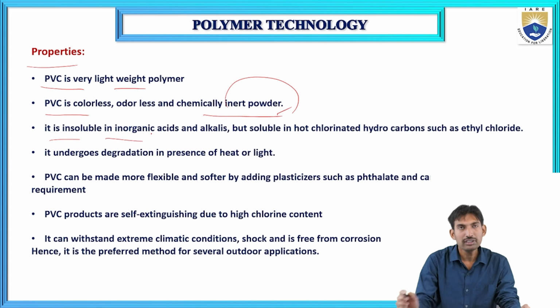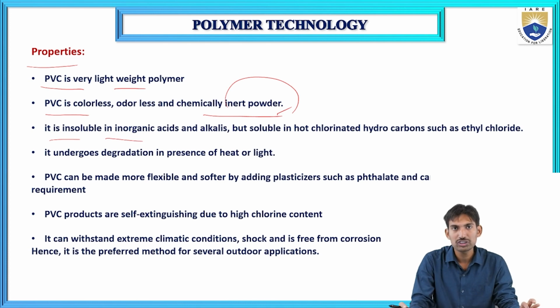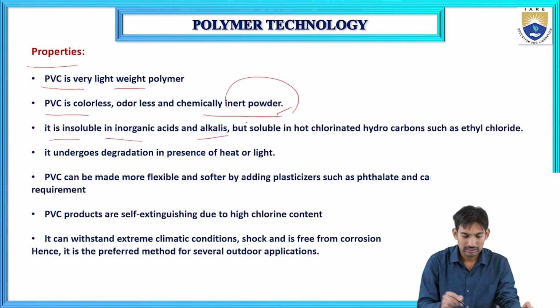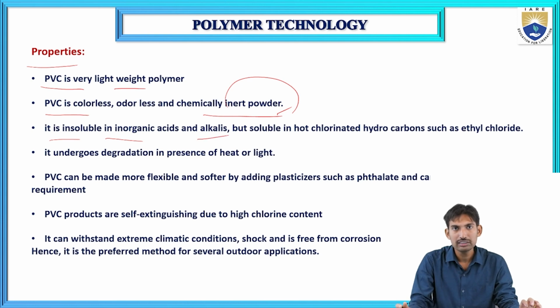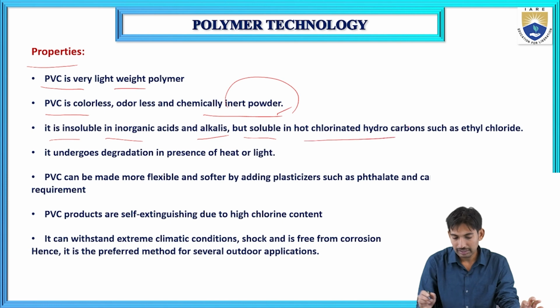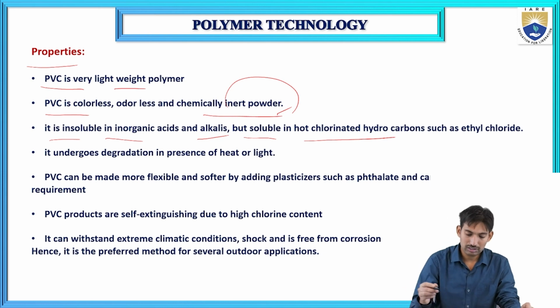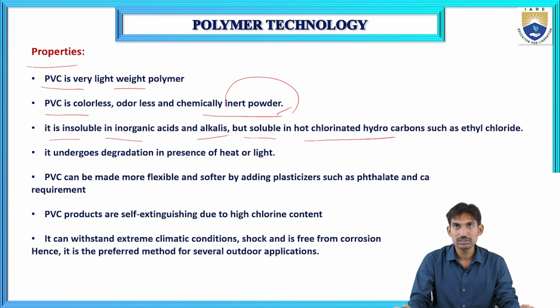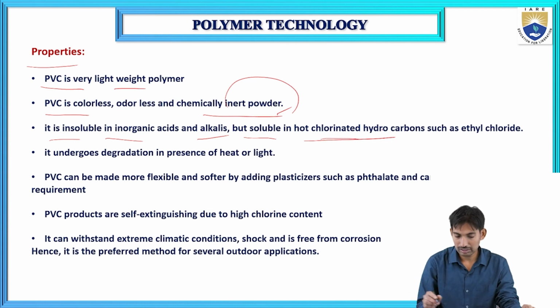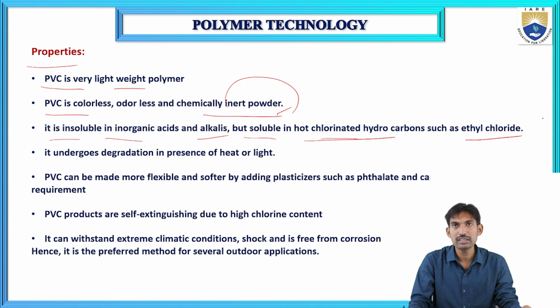It is insoluble in inorganic acids and alkalis. Inorganic acids like H2SO4, HCl, like that. And alkalis are nothing but basic mediums. Polyvinyl chloride is insoluble in inorganic acids and alkalis, but soluble in hot chlorinated hydrocarbons. An example of a hot chlorinated hydrocarbon is ethyl chloride. If you take hot ethyl chloride, the polyvinyl chloride dissolves in this hot ethyl chloride solution.